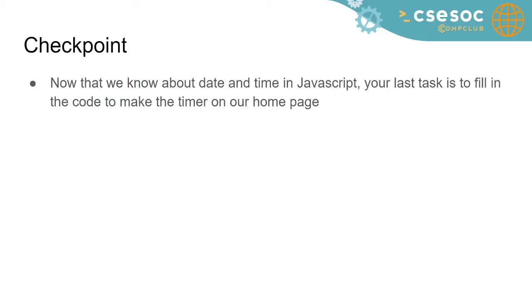All right, so as is tradition, I am in fact the one who gives tasks, as we mentioned earlier. So now that we know about date and time in JavaScript, your last task is to fill in the code to make the timer on our homepage. So as usual, give it a try yourself. I can trust you guys after 6 episodes, right? To give it a try yourself, of course. And that means that you'll pause the video for a bit and come back. And as per tradition, we'll get Kenneth to demonstrate what the final result should look like.